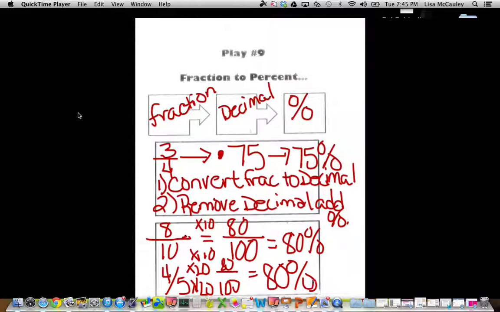Okay. So basically, the easiest ways to do this are to use equivalent fractions with hundreds in your denominator, or to convert to a decimal and then convert your decimal, or add a percent sign to your decimal.